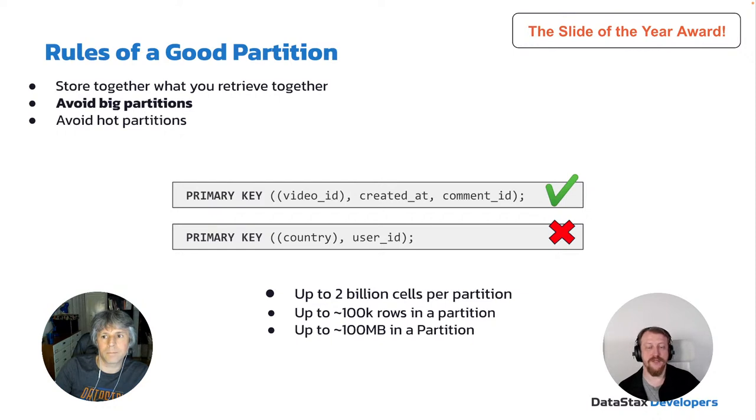No fun. So we prefer to keep our partitions of a limited size, and we prefer to have our partitions more or less even. There are recommendations not to have more than 100,000 rows in a partition, or more than 100 megabytes in a partition. The hard limit is up to 2 billion cells per partition. That is a hard limit. You cannot have more. Count of rows and size are recommendations. But believe me, those are recommendations you don't want to break, but you want to follow.